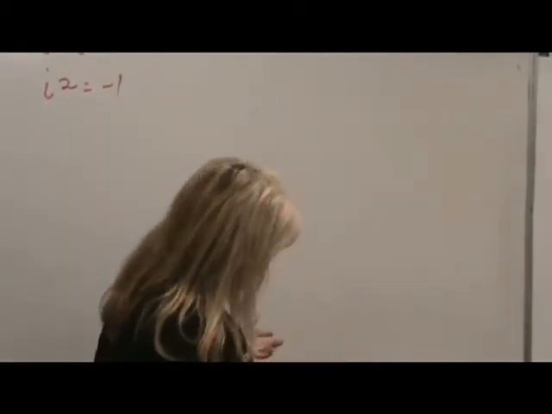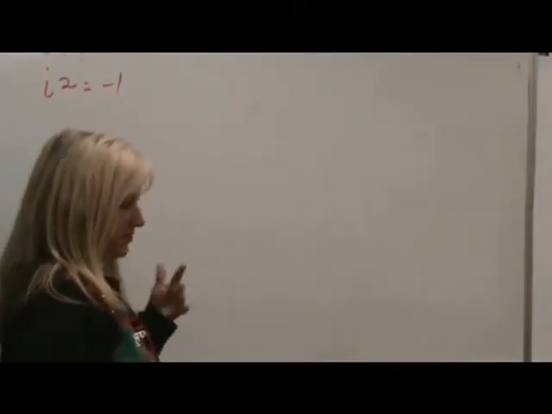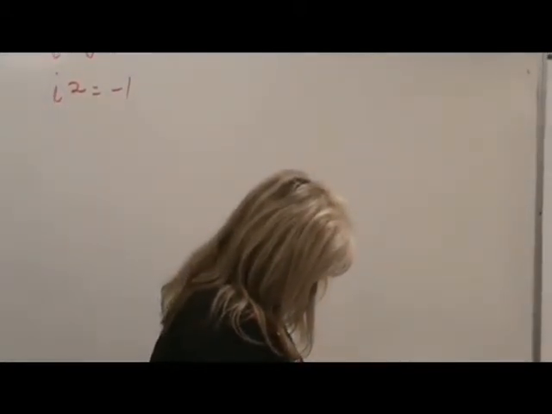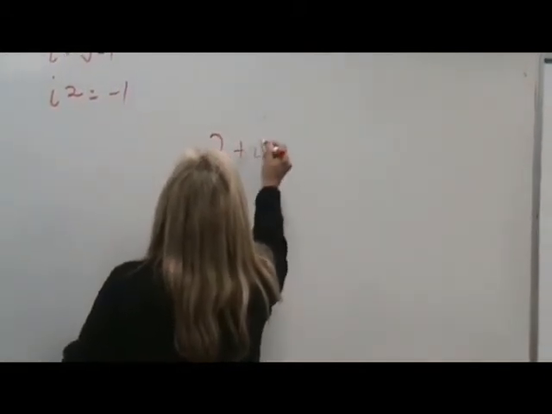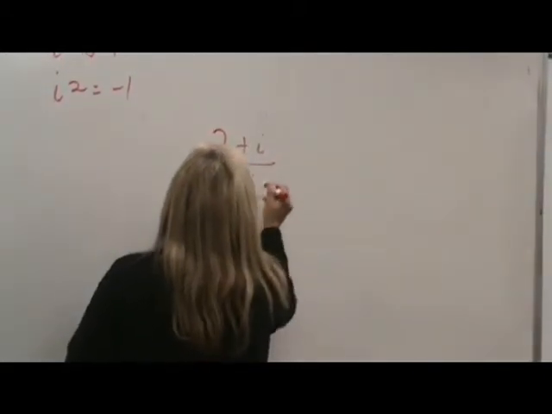Let's see if I can find one of those. So like number 9, the square root of -9 would be 3i. How about, to kind of kill 2 birds with 1 stone, how about like number 18? Where you have 2 plus i over 2 minus i.